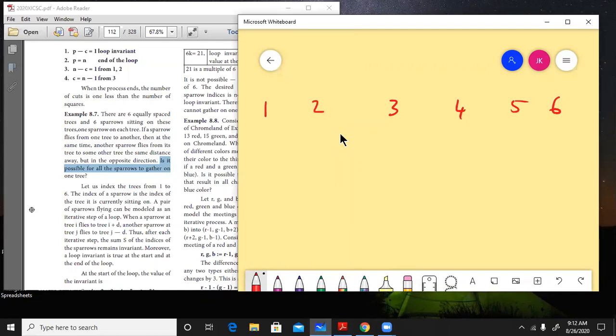From one tree to the other, the sparrow should travel like this. Clear? At one stage, they're asking for the opposite direction. They want to travel this way. When you're doing it this way, they want to find out whether all the six can sit on one tree, maintaining the two conditions. One sparrow flies in one direction, the same distance, and the other sparrow should follow in the opposite direction. This is a constraint. Now remember this. Using this constraint, we'll see how this works out.